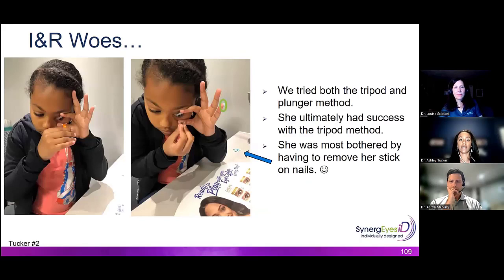So next slide. So this is just some of the trouble we had with this patient. We tried the tripod method, which is using 3 fingers and balancing the lens on 3 fingers. We also tried the plunger method.